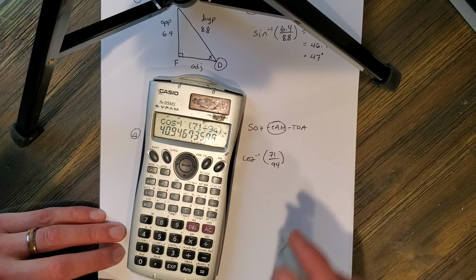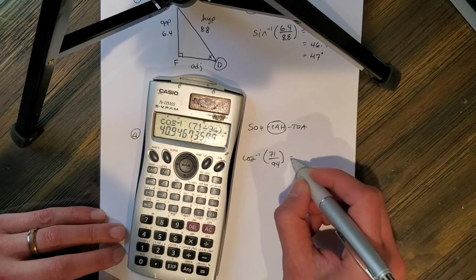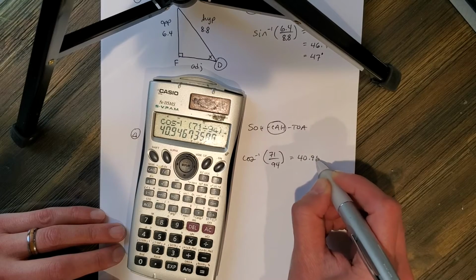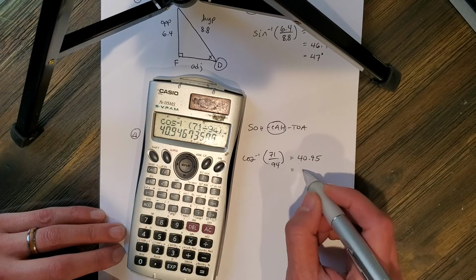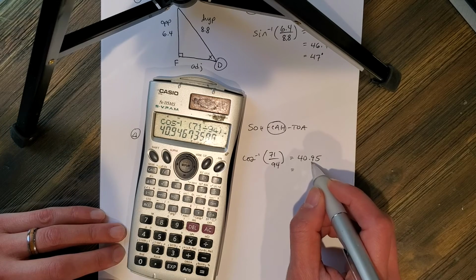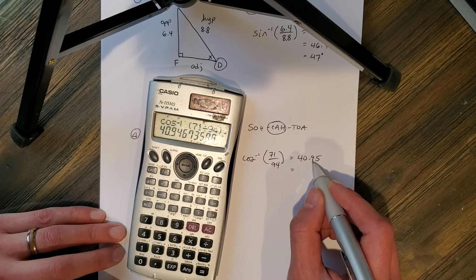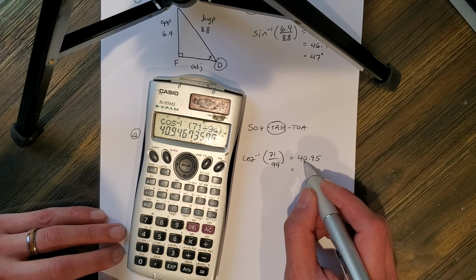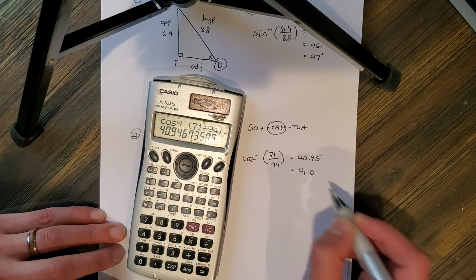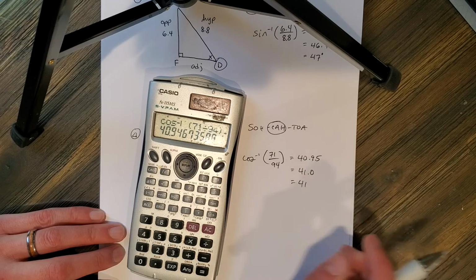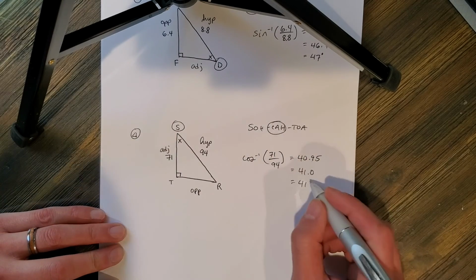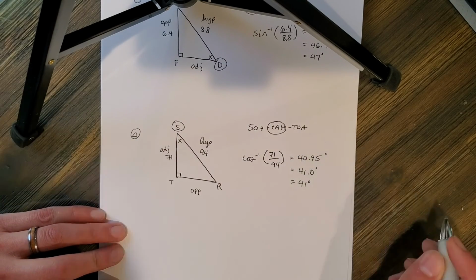And we get 40.95, because the 6 makes the 4 into a 5. If I round this to the nearest tenth, the 5 is going to make that into a 10, which makes this 41.0. That would be to the nearest tenth, and to the nearest degree would be just 41 degrees. Okay, that's it, guys.